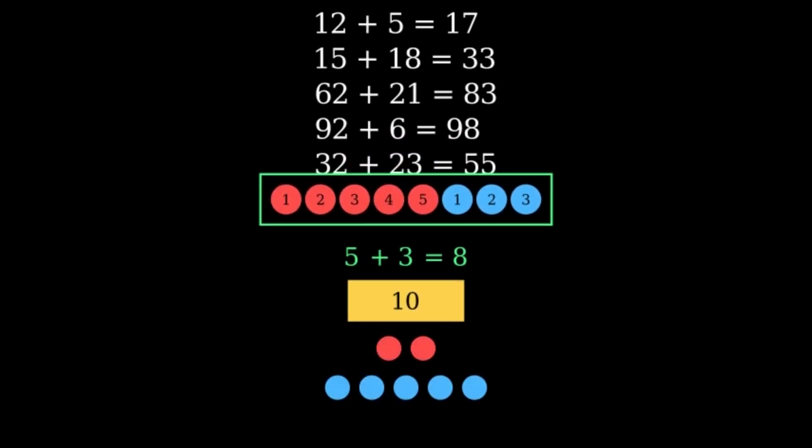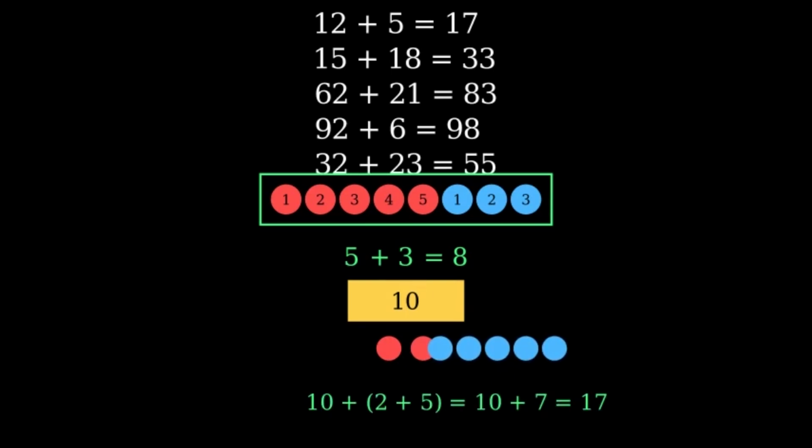Example 2, 12 plus 5 equals 17. We represent 12 as a 10 block plus 2 single units. Then add 5 more single units. Combine the units, 2 plus 5 is 7, and keep the 10 block, so 10 plus 7 equals 17.